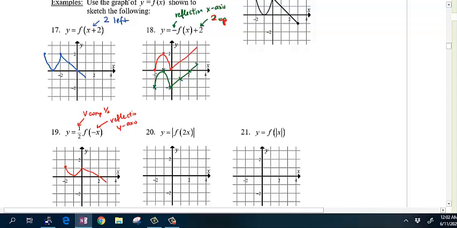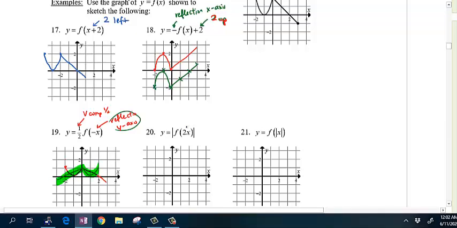And then you got to reflect it in the y-axis. So I'm going to do that in green. Reflect in the y-axis means this particular part now looks like that. And then the graph goes like this. Done. And there's your final answer, the one in green. Good.